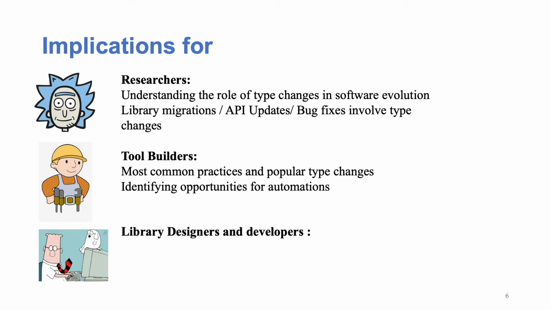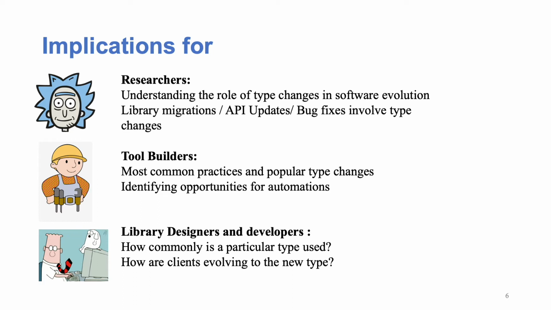They can automate the most commonly applied ones that we identified and explore our dataset to identify new opportunities for developing automation techniques. Language and library designers continuously evolve the types that they expose to their clients. They can make more informed decisions about evolving their library if they can have an insight into what are the most common types that their clients use and how they evolve the usage of these types.